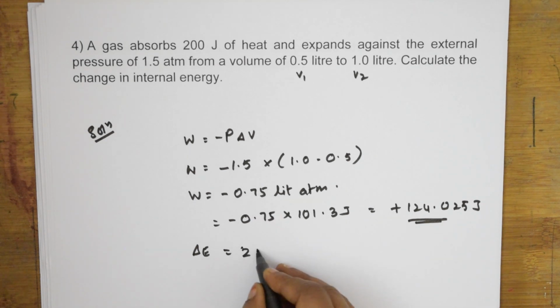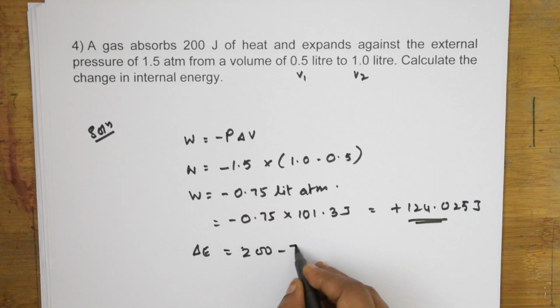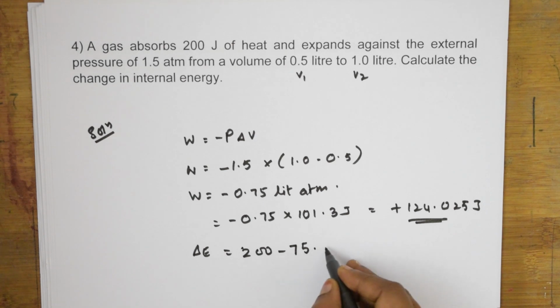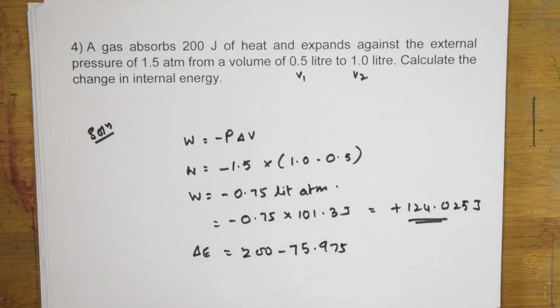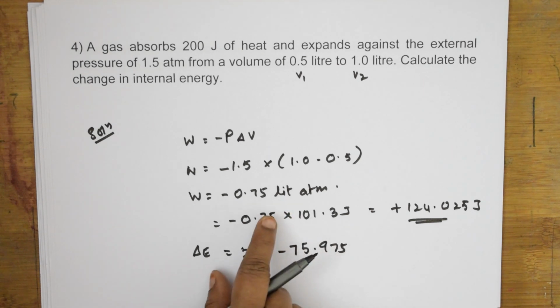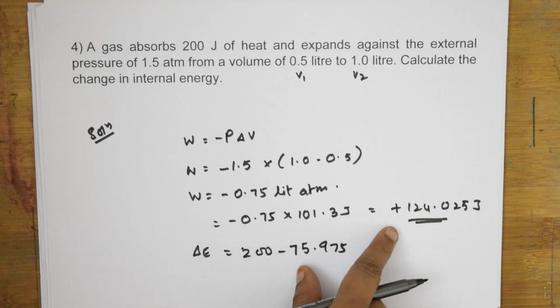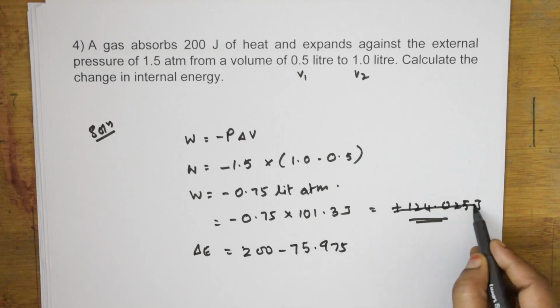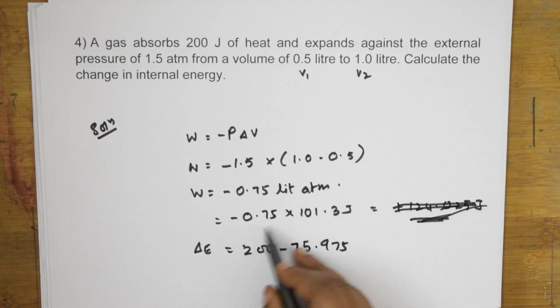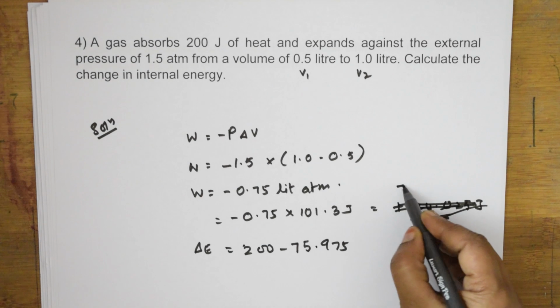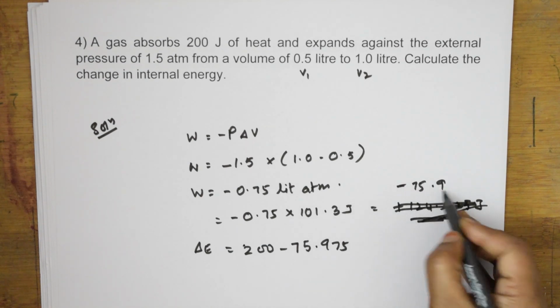Okay, what are we going to do? We're going to subtract 200 minus 75.975 joules. Did I convert it? How much did I get? I think I've written it wrong. Okay, this is a mistake, that is why I got confused. I'm sorry. I worked out, 75 is this.